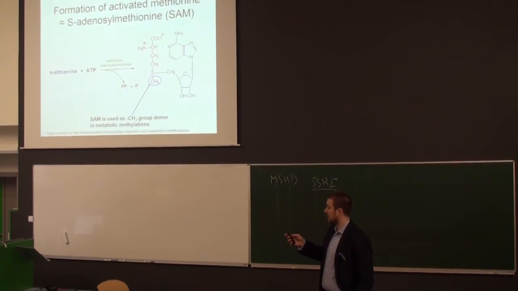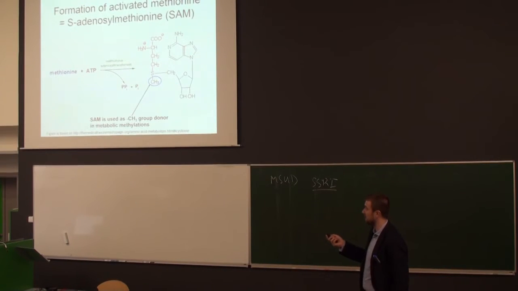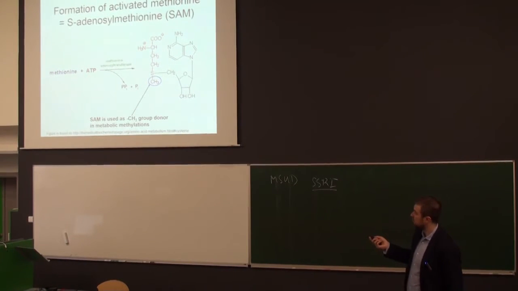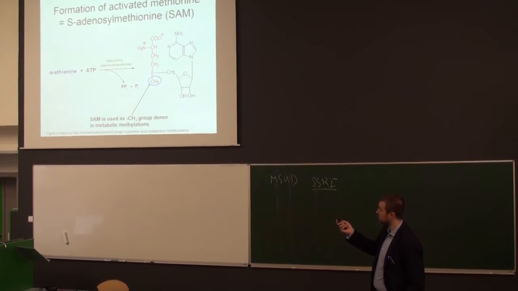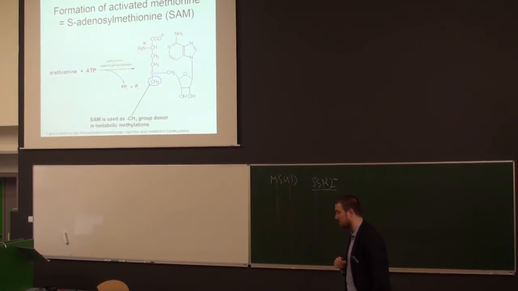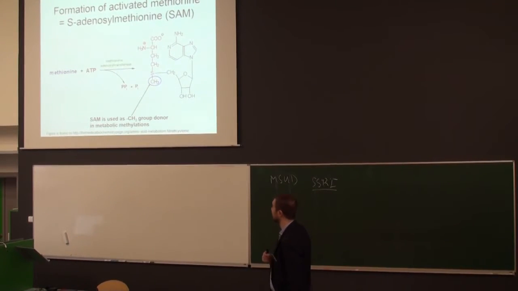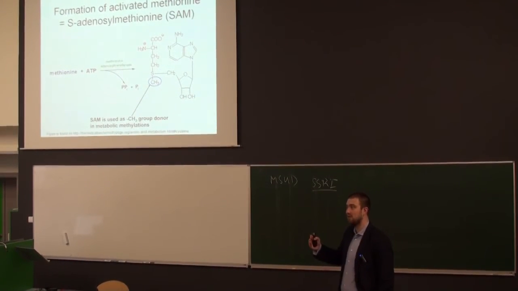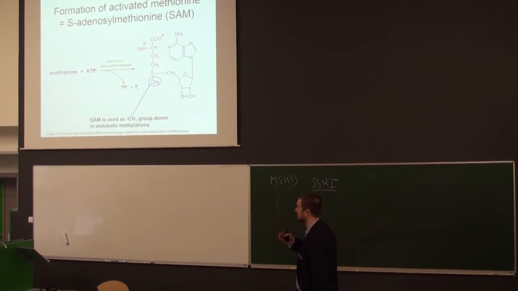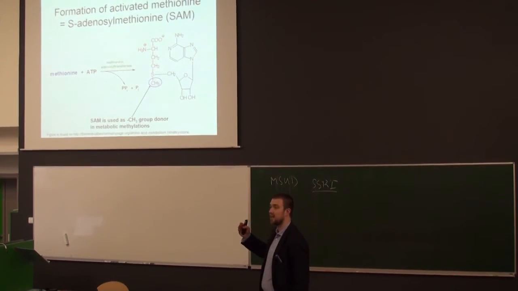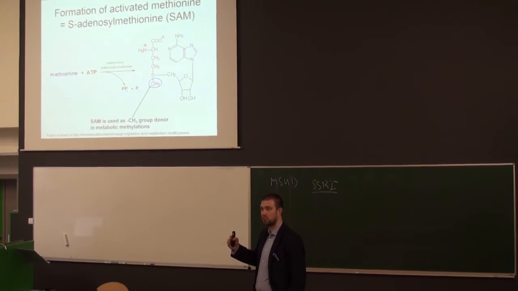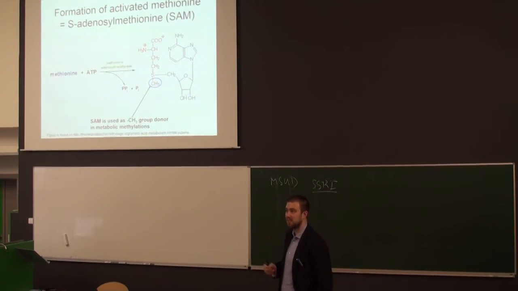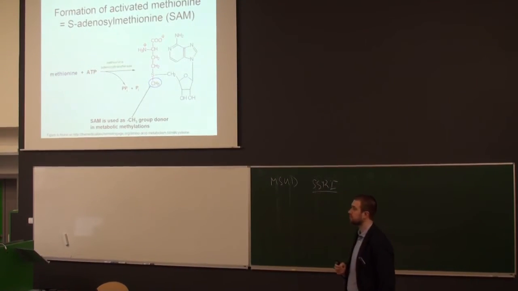Now we will look at the derivative of the amino acid methionine. I think you already know the compound abbreviated as SAM, that means S-adenosyl methionine, since it's the compound that is used as the enzyme cofactor in reactions where you want to add some single carbon on.